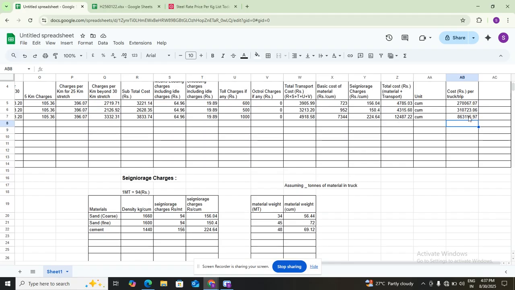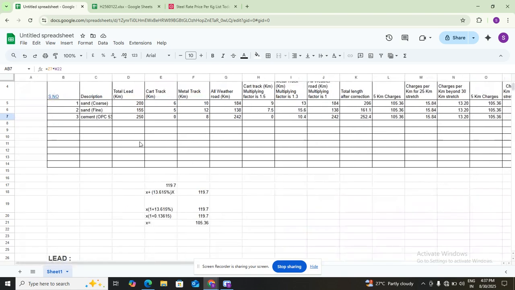Please be careful. Okay, now we need to calculate the steel. For steel, the carrying distance we need to take is 180 kilometers. Okay, that is the lead, and there is no contract. This one we need to take as 6 kilometers of weather road, the remaining is 174. 6 kilometers and 174 came. That's why we need to drag and drop all these things.